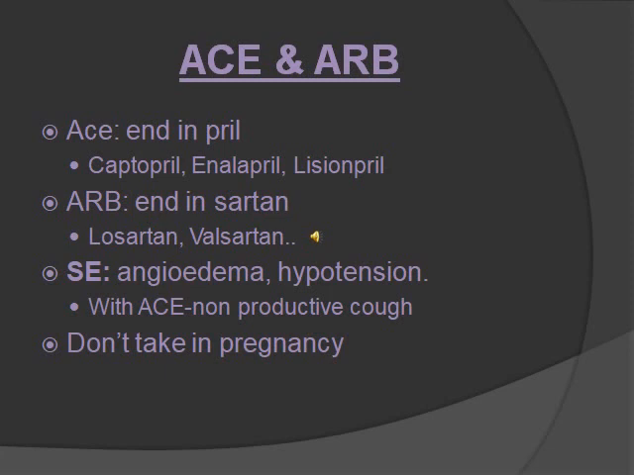And with ACE specifically, it's a non-productive cough. So if a patient has a non-productive cough and it's bothering them, then you give them an ARB instead. It does the same thing, just without the cough. And another point, don't take in pregnancy. And like we said before, with all blood pressure medications, you want to monitor the blood pressure, the hypotension. And so if you're giving another diuretic, which could also cause hypotension, you want to be careful with that.